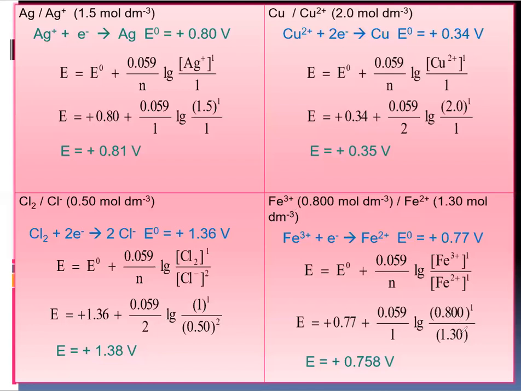0.800 divided by 1.30. So the correct thing now is to first divide these two values, which is 0.800 divided by 1.30. Whatsoever you get, find the log of it. When you find the log, you multiply it by 0.059. Of course, here our number of moles is still 1 because you can see the amount of electrons transferred between iron 3 and iron 2 is still 1 electron. So we are going to have 1, and our E naught will be 0.77. So sum that together with the product of these values, and we are going to have plus 0.758 volts.